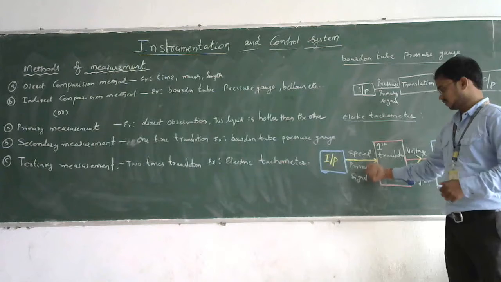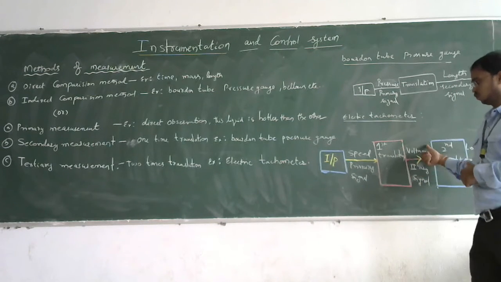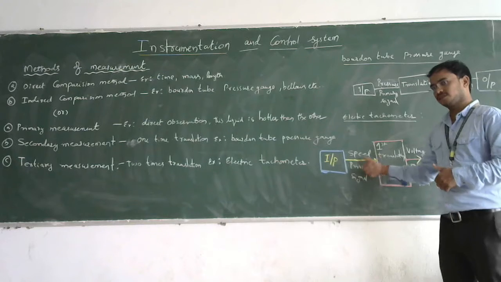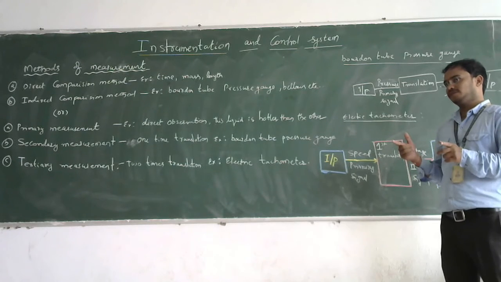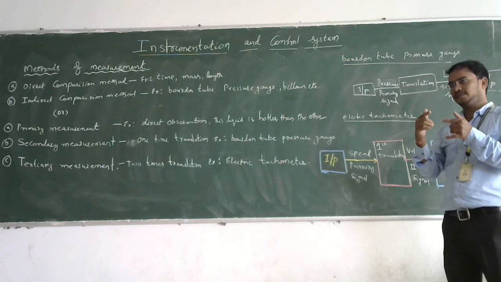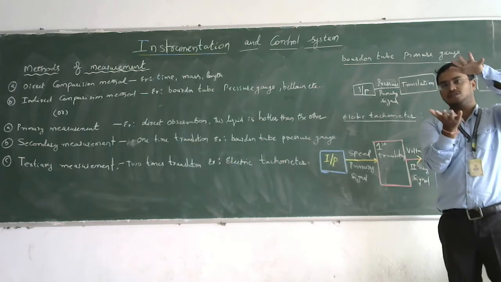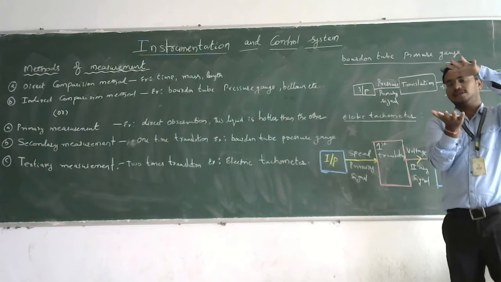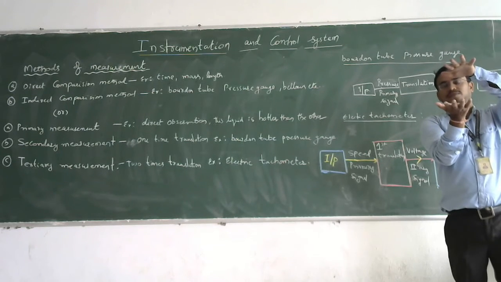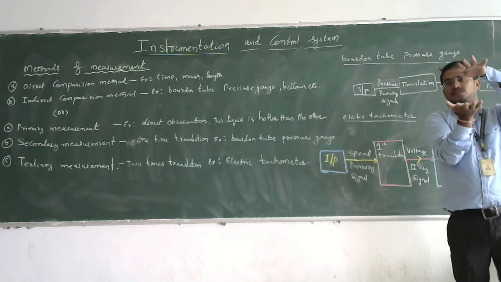The speed is the primary signal. During the first translation, speed is converted to voltage. The tachometer device has an armature placed in between the north and south magnetic field. When it is in the magnetic field, a rotating coil will definitely induce EMF.